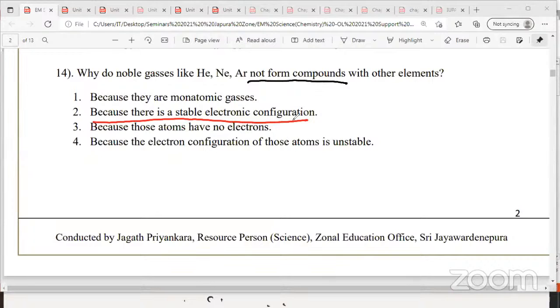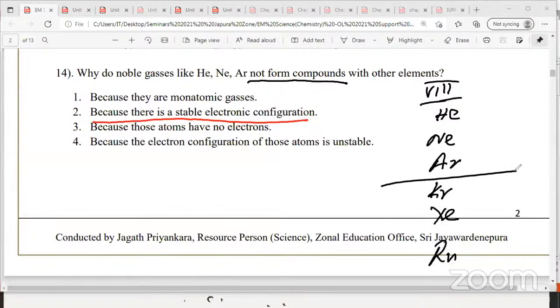For example, their outer shell is full. What are the noble gases? Helium, neon, argon, krypton, xenon, radon. These are Group 8 elements. But up to O level you have to remember at least up to atomic number 18, argon.